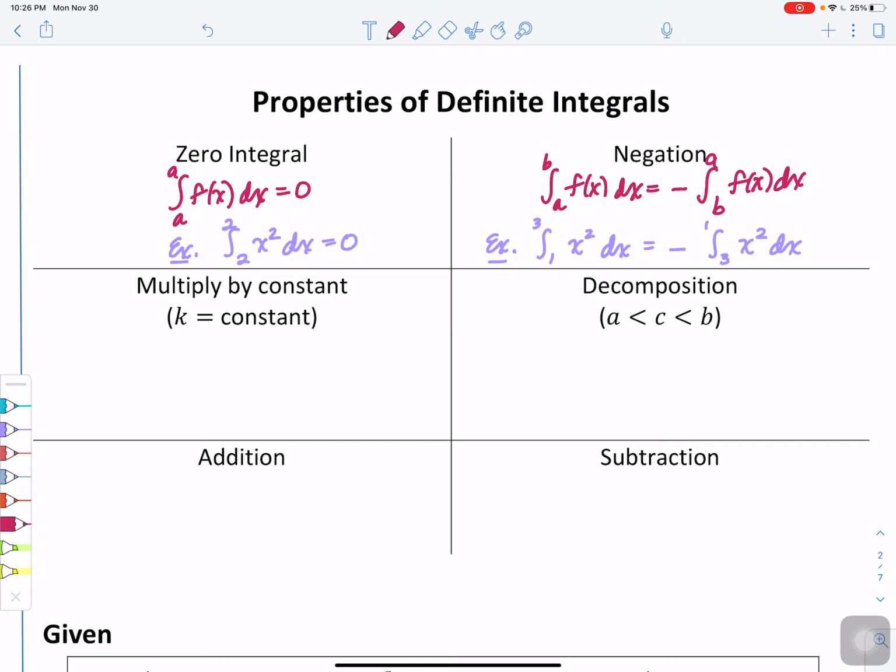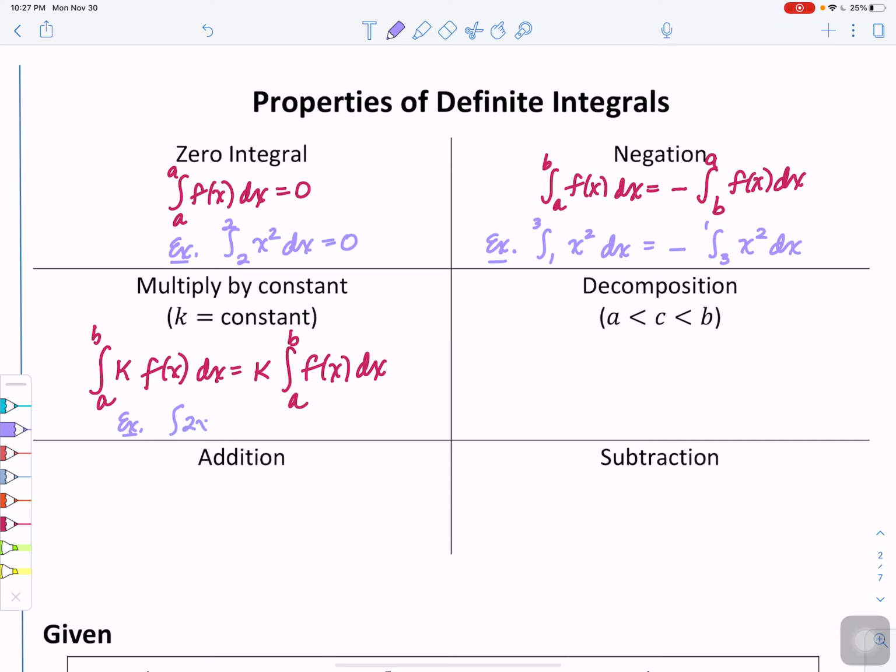So if you have k as a constant and you want to integrate from a to b of k times f of x dx, you can actually take the k out of the integral, go ahead and integrate f of x dx from a to b, and then multiply it by k. An example might be the integral of 2x squared dx from, let's say, 1 to 2, is equal to 2 times the integral from 1 to 2 of x squared dx.